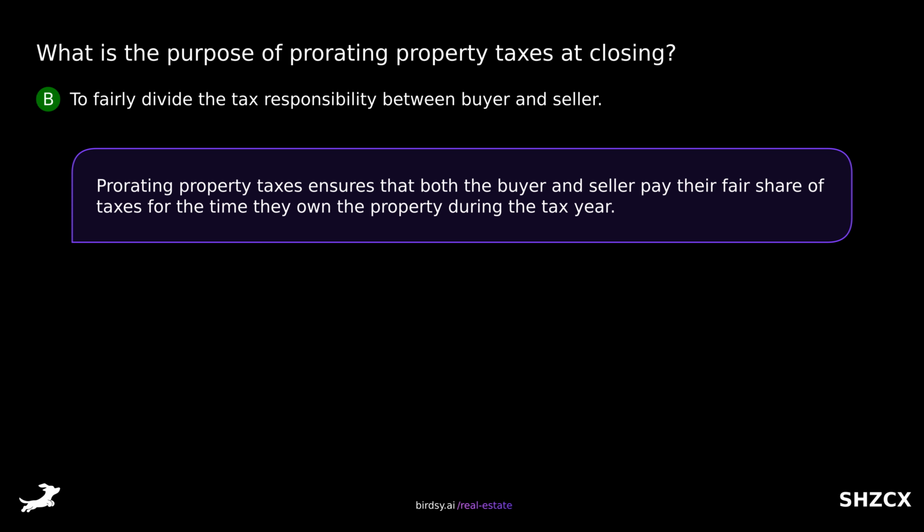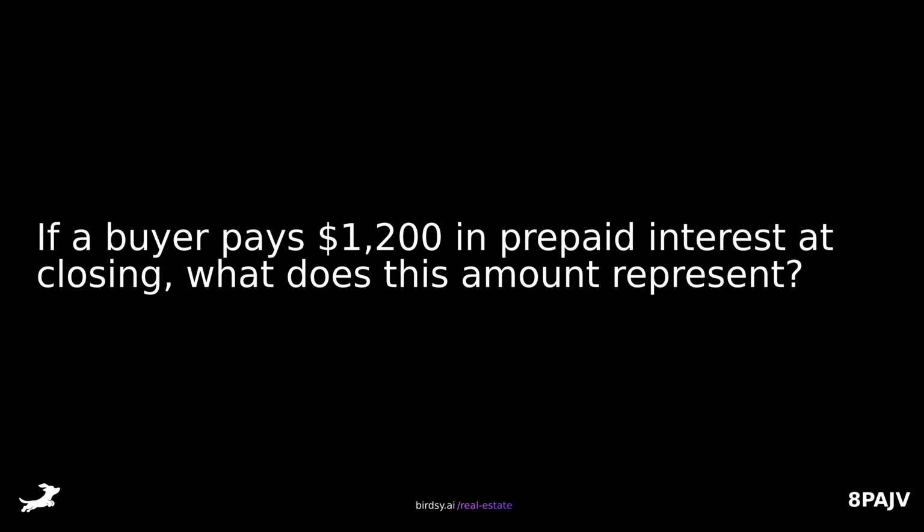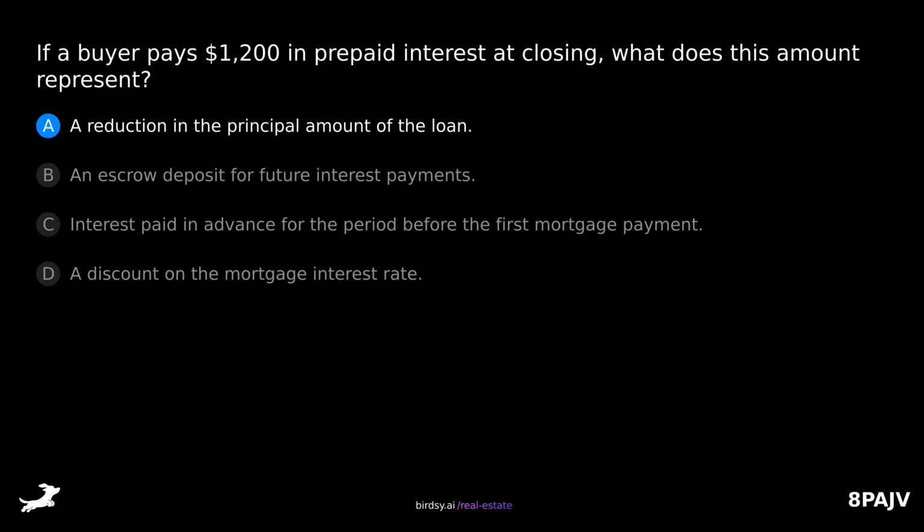Prorating property taxes ensures that both the buyer and seller pay their fair share of taxes for the time they own the property during the tax year. If a buyer pays $1,200 in prepaid interest at closing, what does this amount represent? Is it A, a reduction in the principal amount of the loan, B, an escrow deposit for future interest payments, C, interest paid in advance for the period before the first mortgage payment, The correct answer is C. Interest paid in advance for the period before the first mortgage payment.